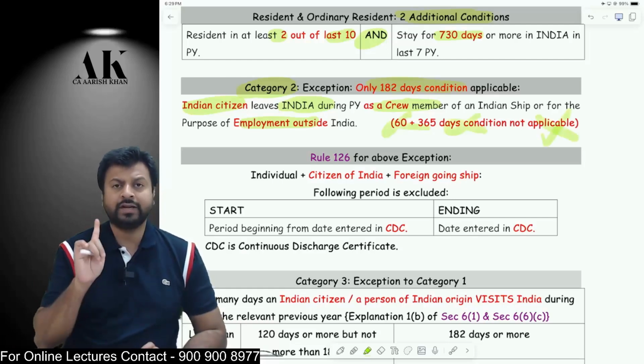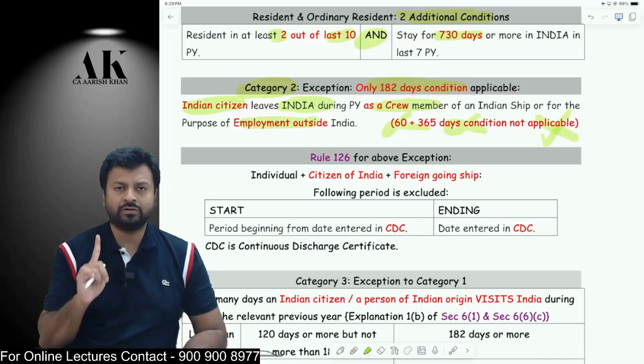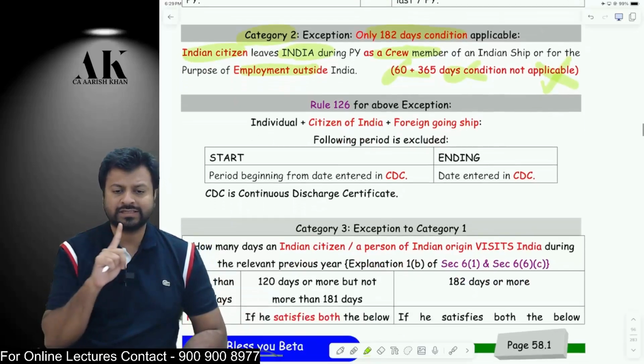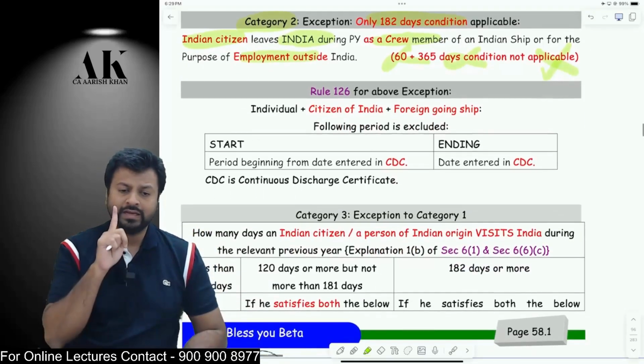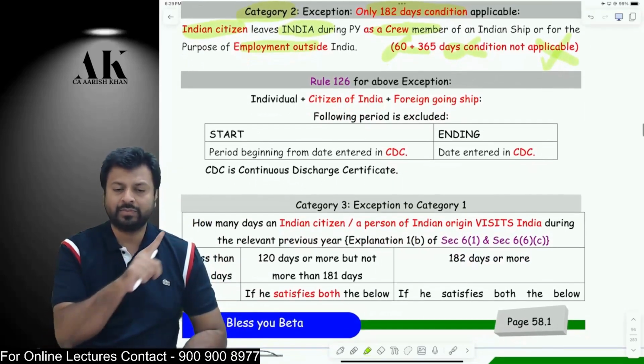For him, only the 182 days condition is applicable. The condition of 60 plus 365 is not applicable. This is only applicable to the category of people who are mentioned over here.